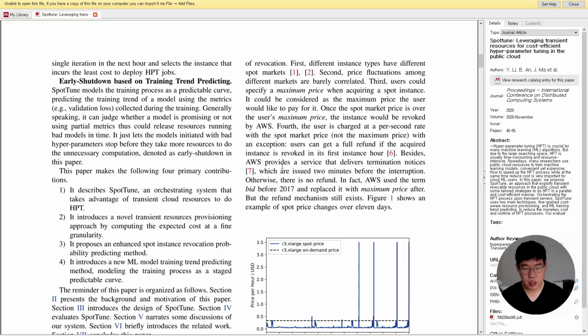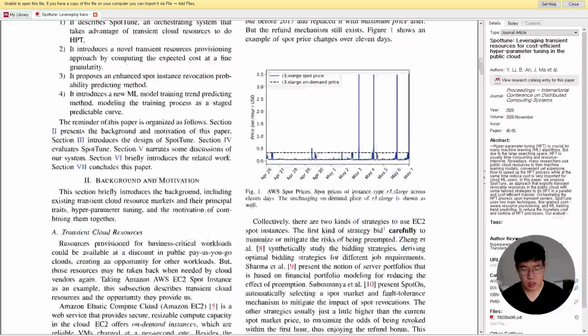Besides, AWS provides a service that delivers a termination notice, which is issued 2 minutes before the interruption. Otherwise, there is no refund. In fact, AWS used the term bid before and replaced it with maximum price afterwards, but the refund mechanism still exists. Figure 1 shows an example of spot price changes over 11 days. We collected AWS spot prices of instance type r3.xlarge across 11 days. The unchanging on-demand price of r3.xlarge is shown as well.